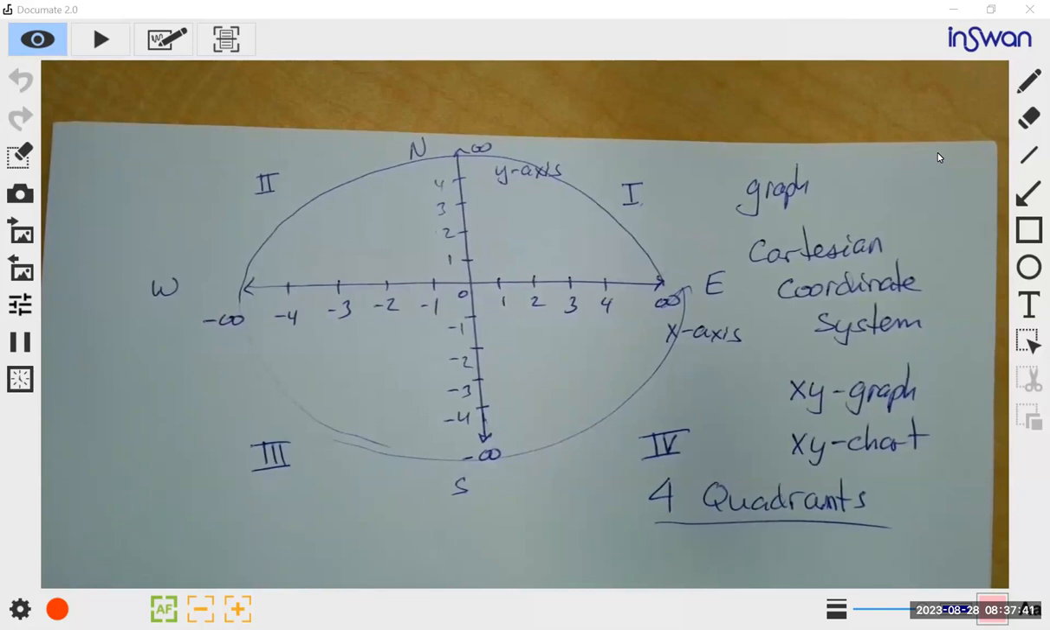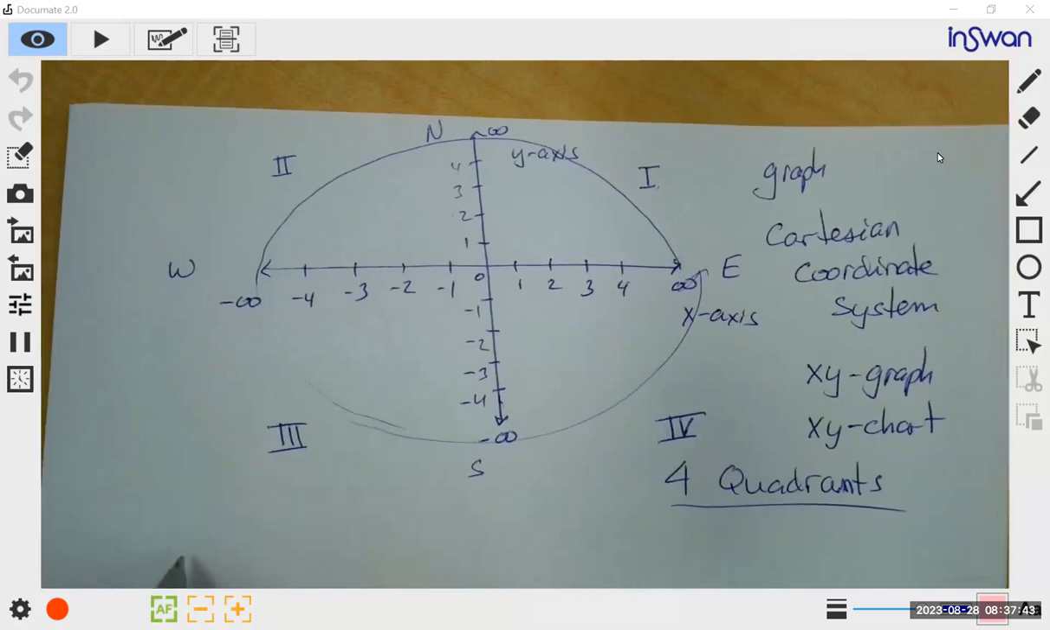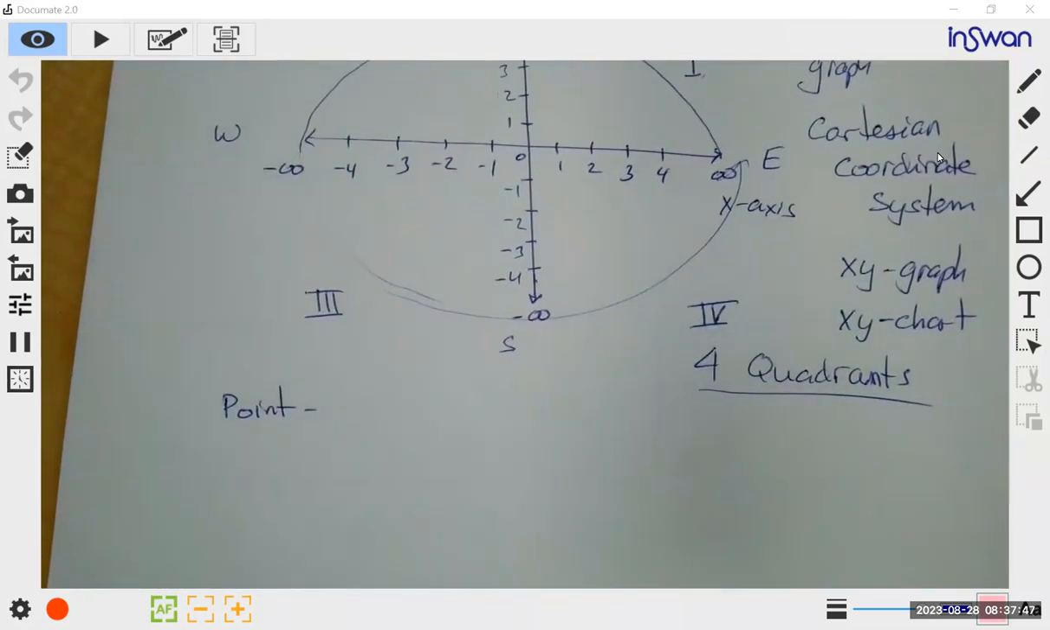So we have four quadrants. Now let's talk about a point. What is a point?